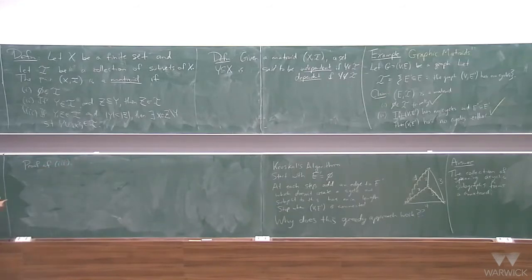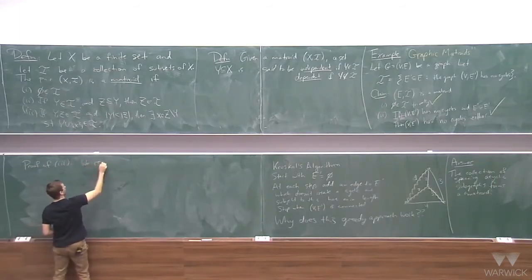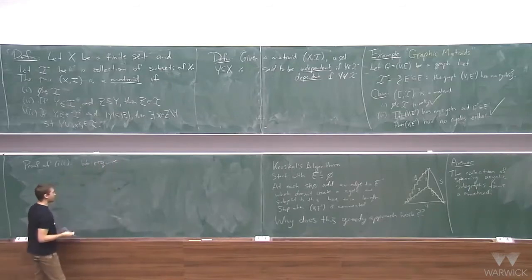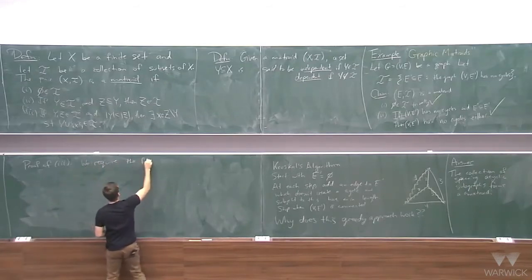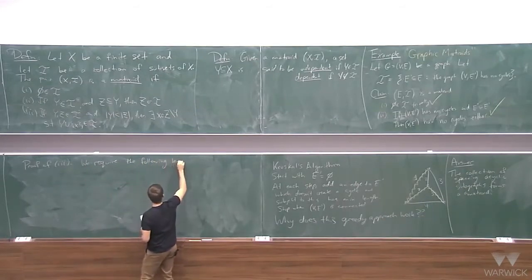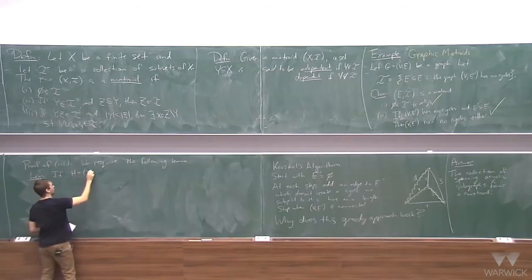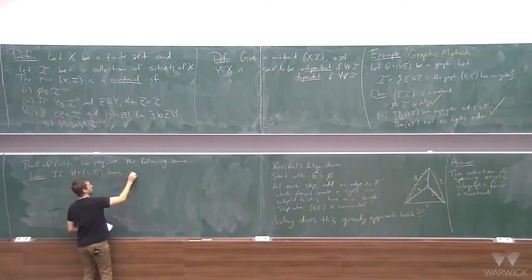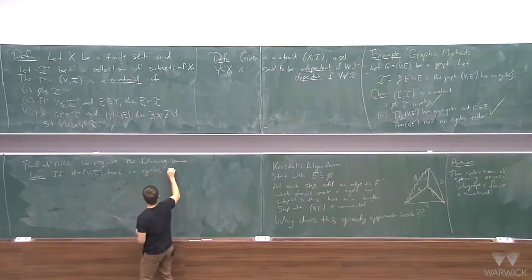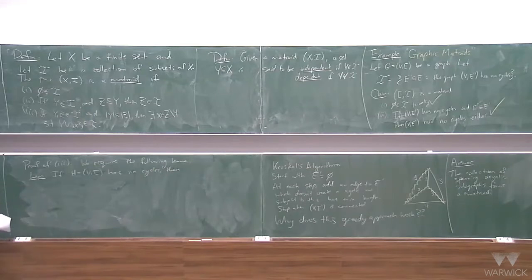Right, so let's prove that, let's show this third condition is satisfied for this particular matroid, or this particular pair. We're going to use the following lemma. It just says that if you have a graph with no cycles, then it's quite easy to figure out exactly how many connected components it has.